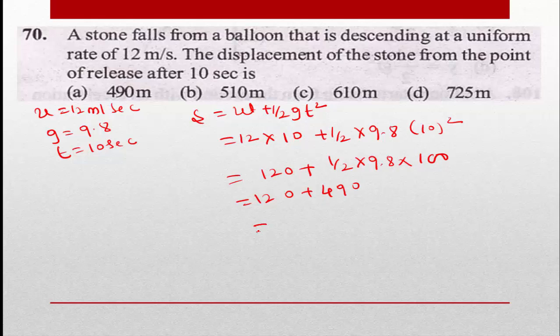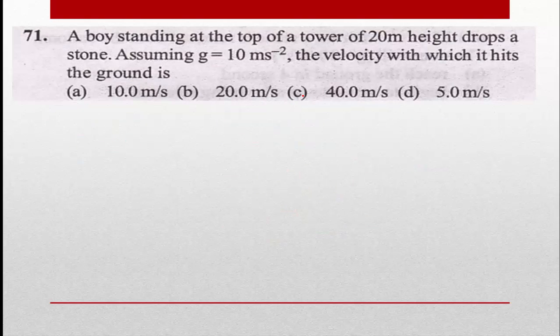120 plus 490, 400 plus 100 is 500, 590 plus 20 is 610 meter. S is equal to 610 meter. That is the displacement of the stone from the point of release after 10 seconds. Option 3 is the right answer. S equal to 610 meter.